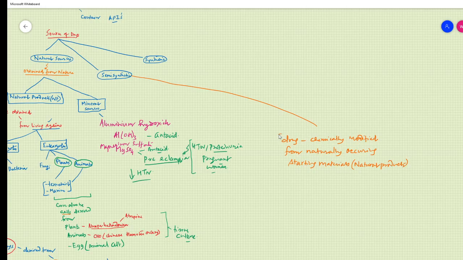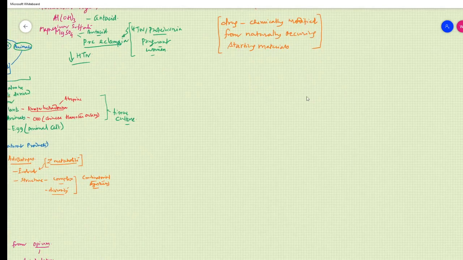Okay, so what are they? They are drugs which are chemically modified from naturally occurring starting materials. Do we have examples? We certainly do. Let's look at an example. The example is paclitaxel. So this was again initially discovered in a plant. What's the name of the plant? Taxus brevifolia.